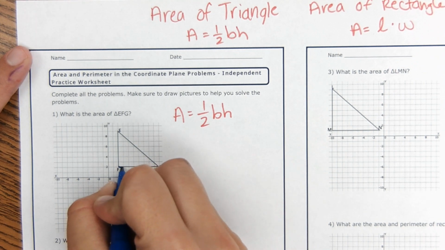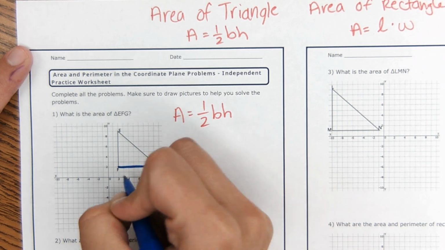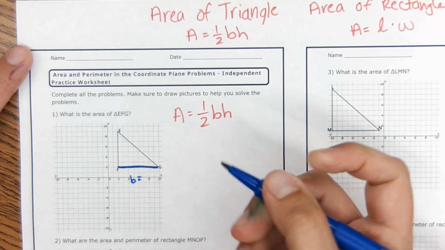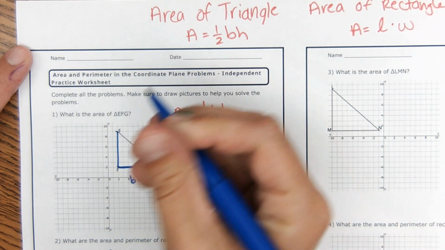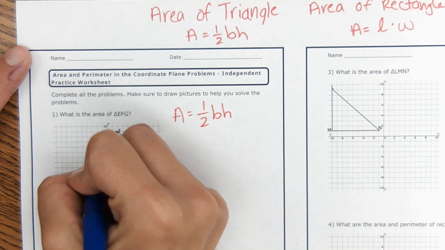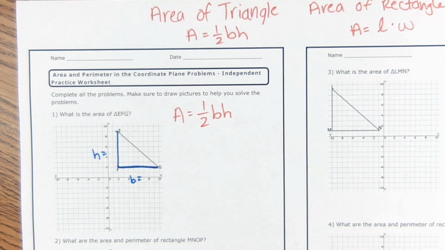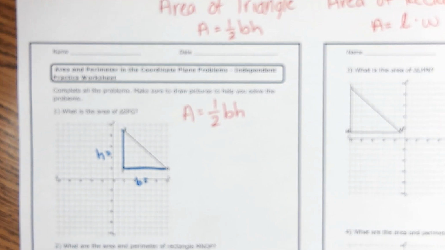This right here would be the base of our triangle. So we're going to find the base. And then the height has to be perpendicular to the base to the top point. So that would be this line right here. We're going to use as the height. I want to zoom in a bit more.